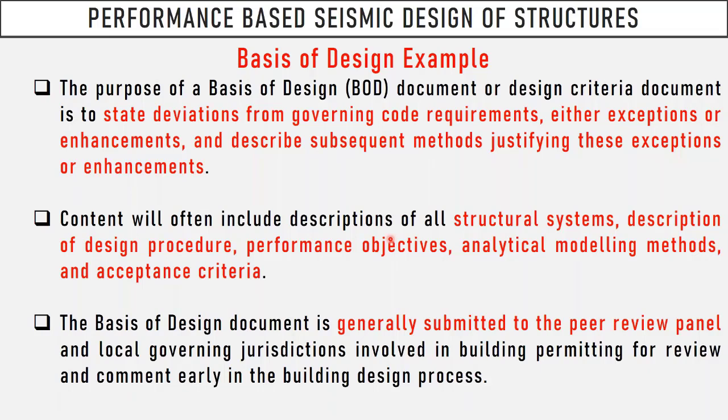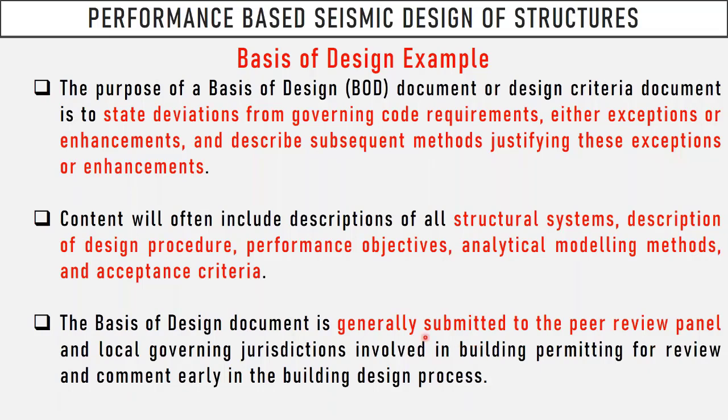This is a very important document to be written or prepared by the designer: which code are you going to use, which methods are you going to use, what is the structural system, what is the design procedure, what are our mathematical model methods, acceptance criteria, and so forth. Once we write this document, we need to submit it to a so-called peer review panel and get their comments. And this will just help us gain time and have more efficient designs.